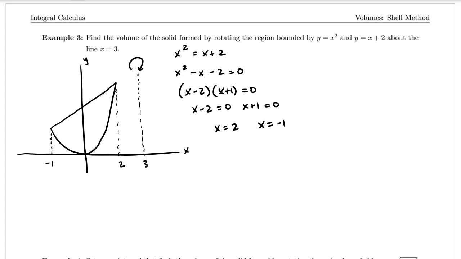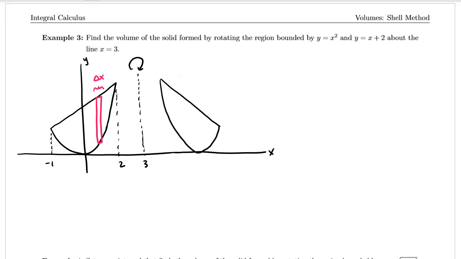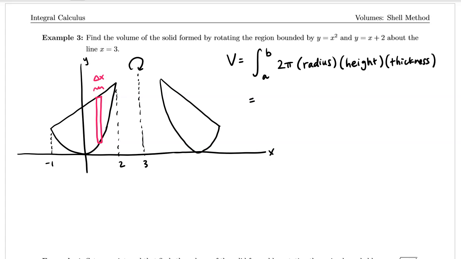And I need to do some erasing so that I can have more room. Alright, so here I went ahead and rotated about the line x equals 3, and we get this kind of image here. If I'm setting up my integral, the volume is equal to the definite integral from a to b of 2 pi times the radius times the height times the thickness. So I'm going to factor out 2 pi, and my limits of integration go from negative 1 to positive 2.